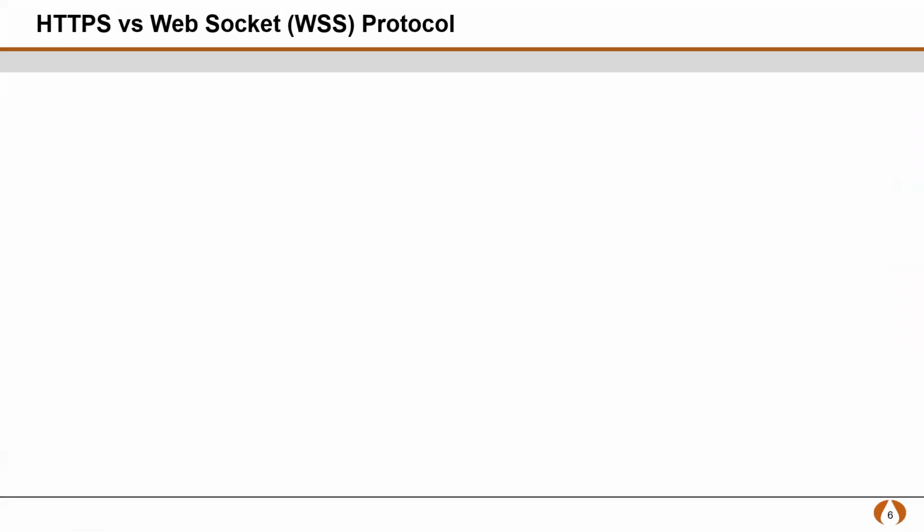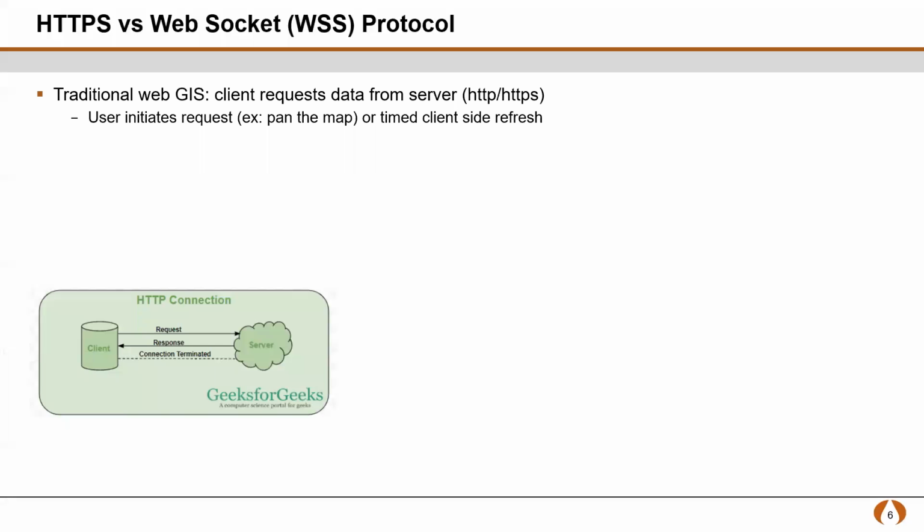So a little bit on stream services and HTTP versus WS protocols. WS is WebSockets. Traditional WebGIS works over HTTP or HTTPS. The user initiates a request. For example, you pan a web mapping application, and a request is sent to the server, and a response with new data is sent back to the client, and then that connection is closed. And you have to do this over and over, every time you need new data.